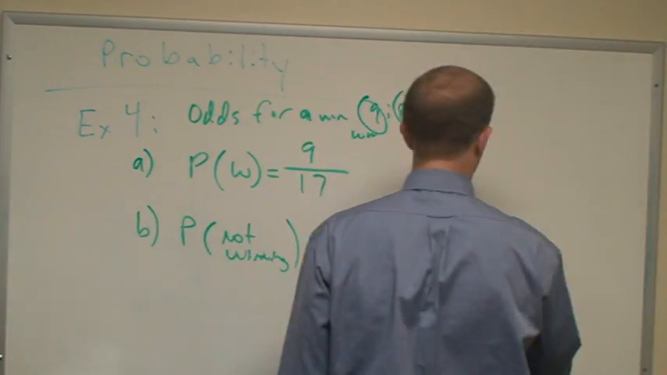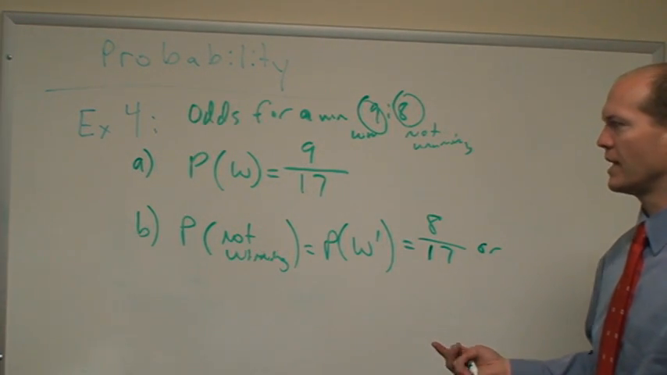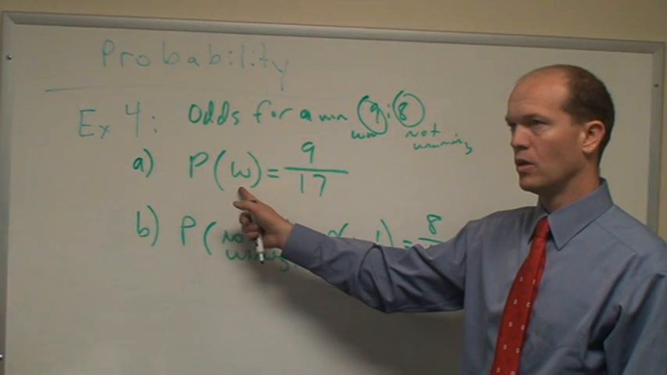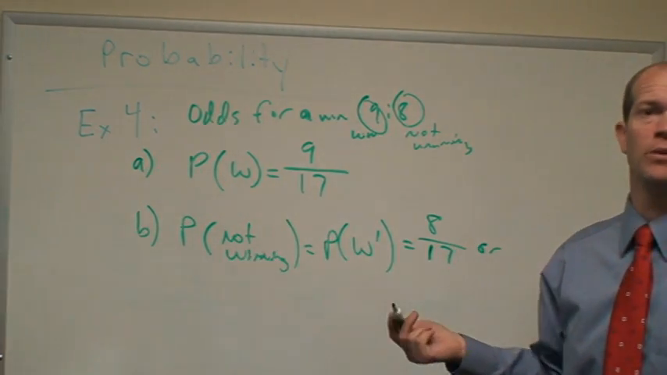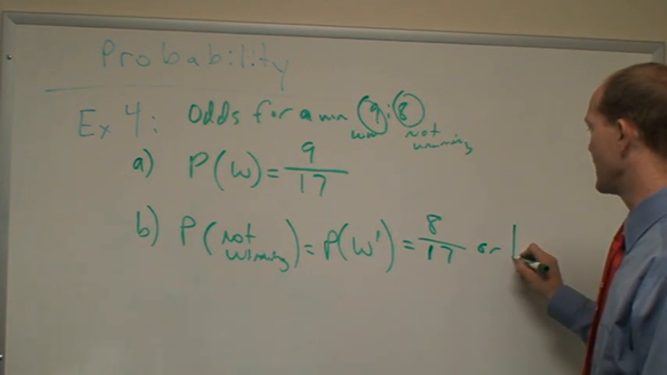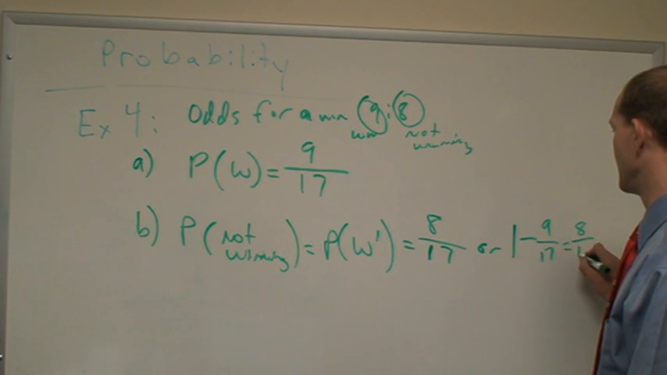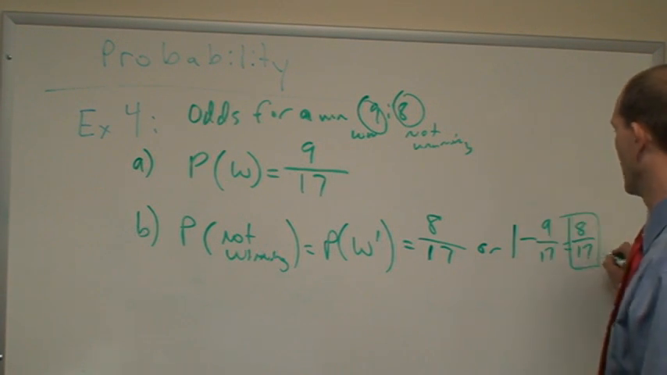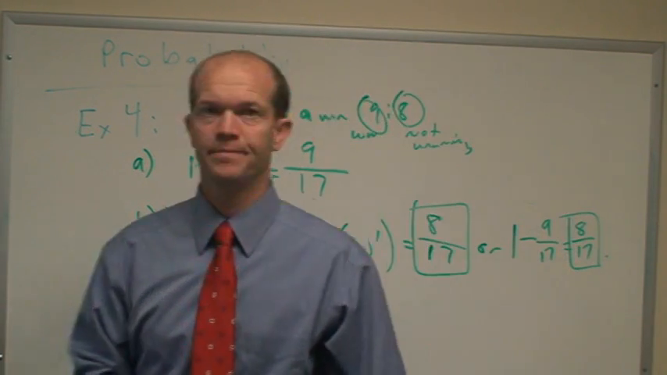Alternatively, I could have said, well, something overall here has to happen. The person has to win or not win, and those 2 things have to add up to 1. That was one of the rules of probability. So I could have taken 1 minus 9 17ths and gotten 8 17ths out of that. That would have been correct. Any correct way will get us to 8 17ths.